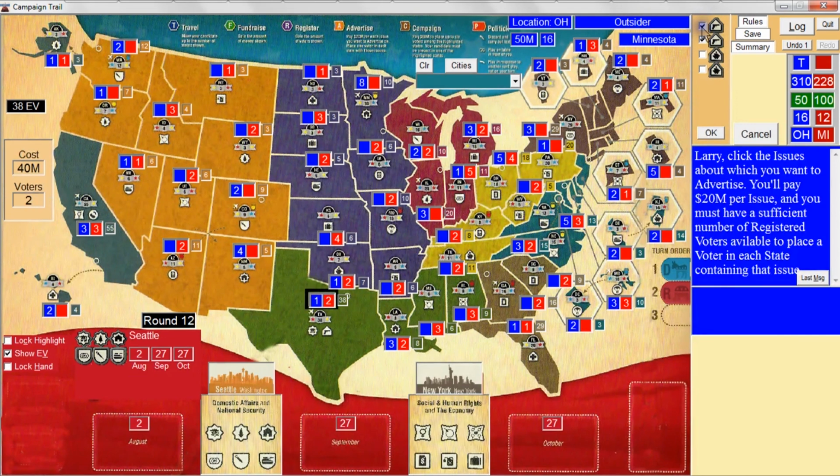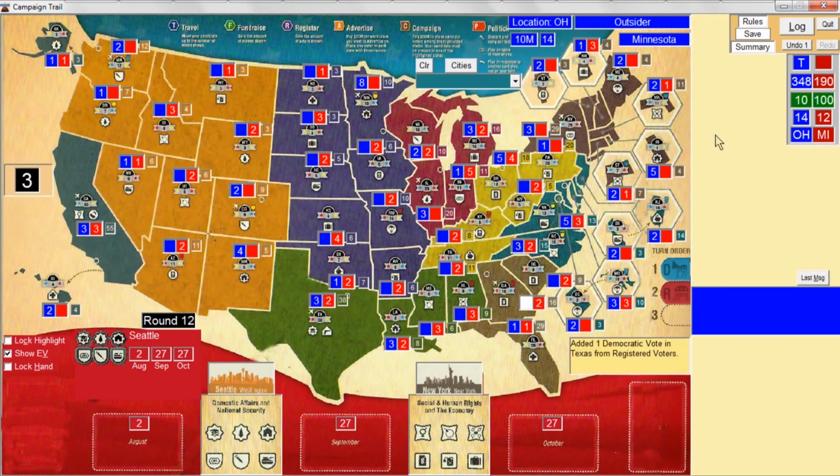All right, that cost me $40 million and 2 voters, easily. That's a lot of money to spend on 2 voters, but that's an awful lot of electoral votes. And I've evened it up in California for now. Not a great position, but at least I still have the majority there. So I am going to go ahead with this Advertise action and grab Texas's votes.